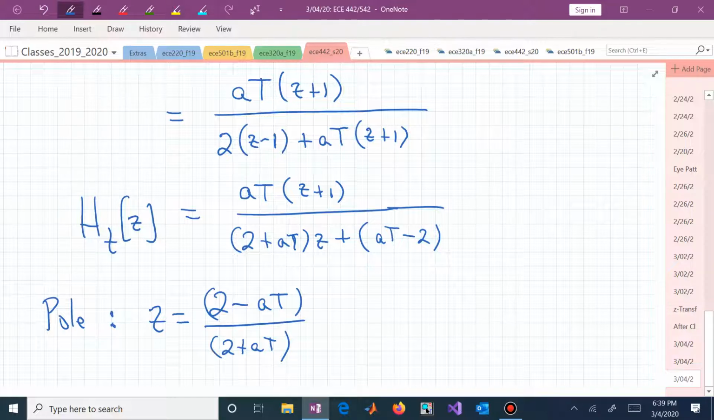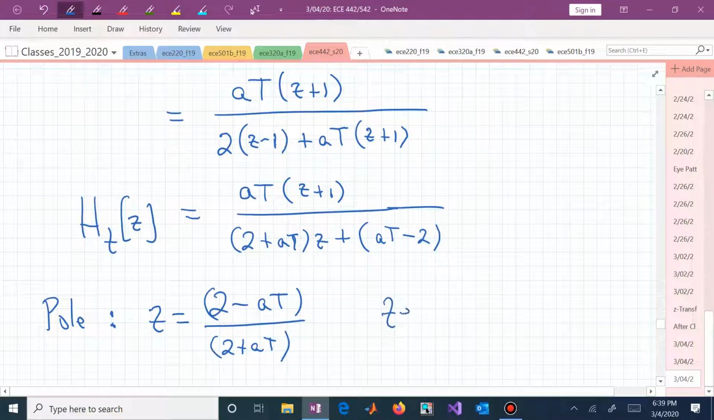Not great? It's a little bit more involved, but it is less than 1, isn't it? We take 2 and take a little away from it upstairs, and we add a little to it downstairs. We are less than 1. We are inside the unit circle.